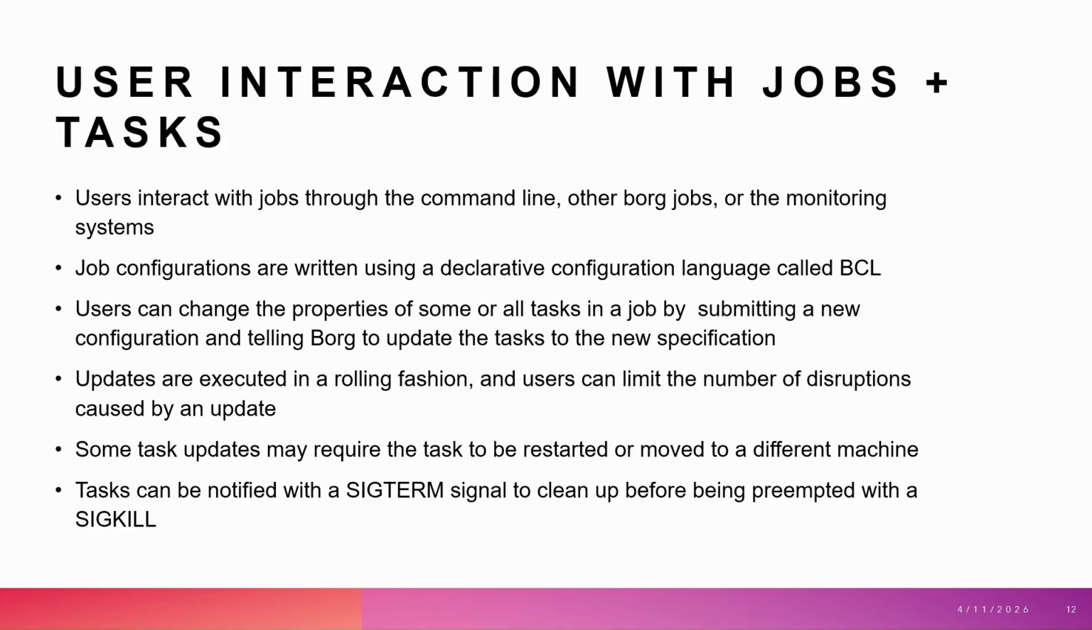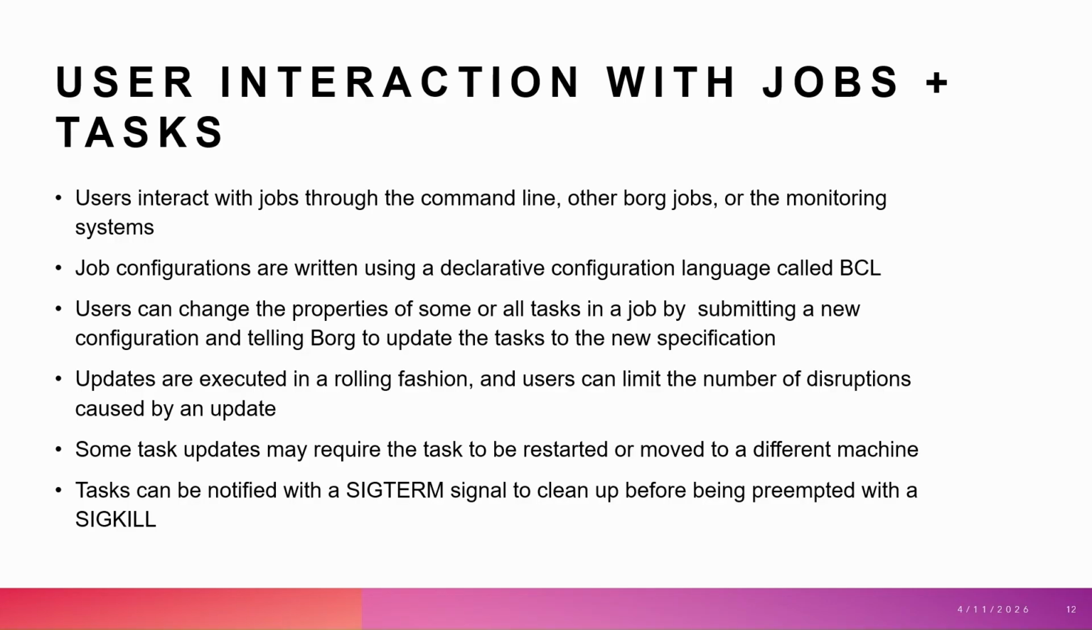Job configurations are written in a declarative configuration language called BCL, and this is used to write the configuration files for jobs. Users can change the properties of some or all tasks in a job by submitting a new configuration telling Borg to update tasks to the new specification. And these updates are executed in a rolling fashion, but users can limit the number of disruptions caused by an update. If an update will cause too many disruptions, it'll just be skipped.